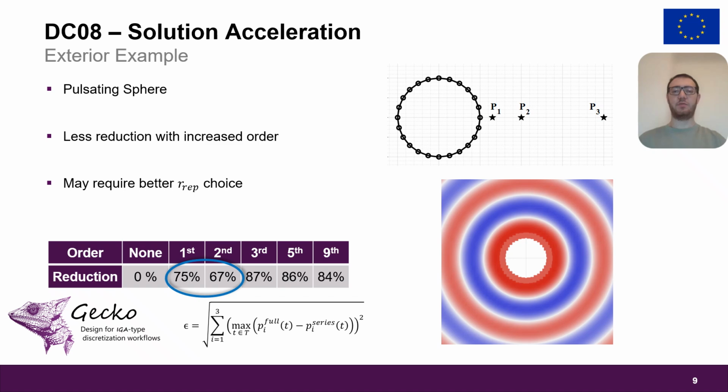However, for an exterior problem where our measurement points are away from our geometry, we can see that our average distance is not very representative of the measurement points. But we can still obtain significant reductions without much problem.